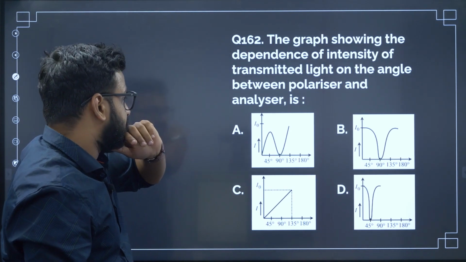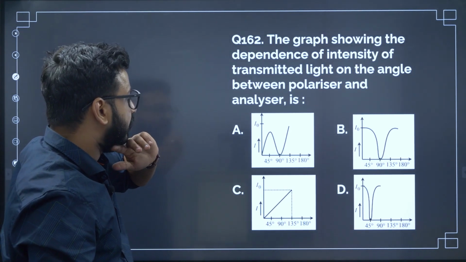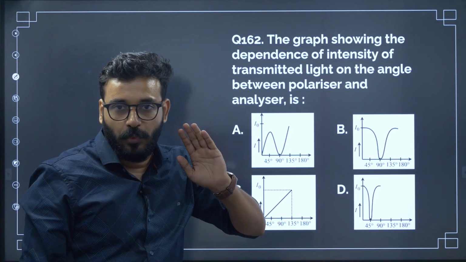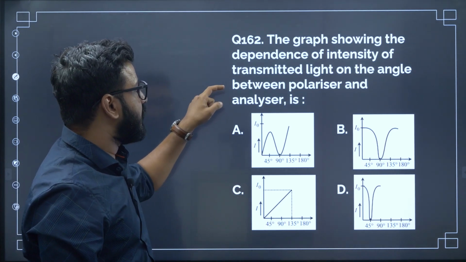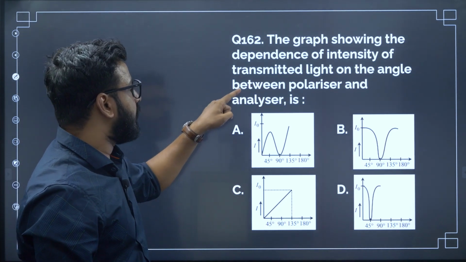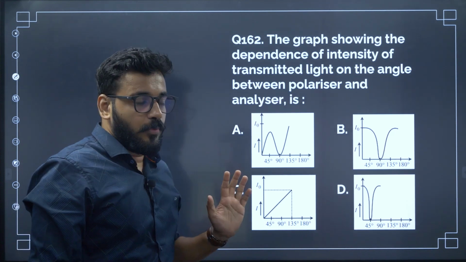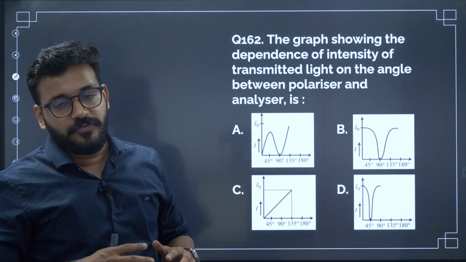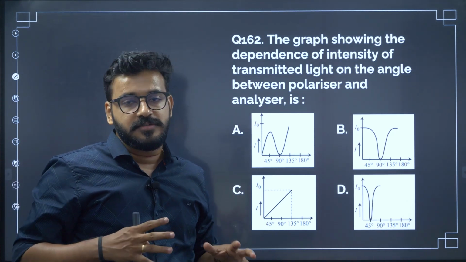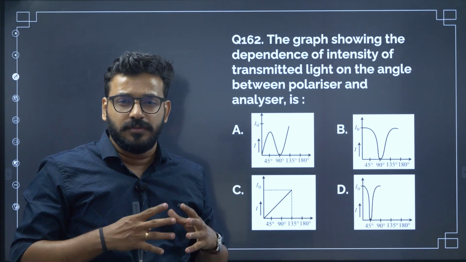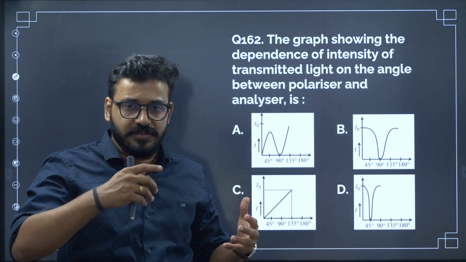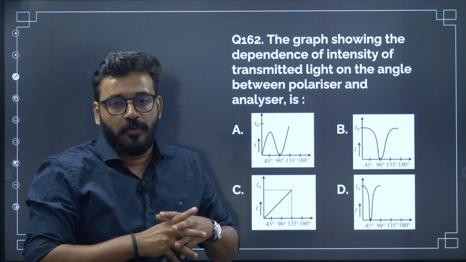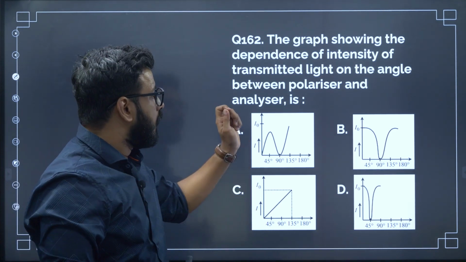Now this, yes, is kind of a difficult question. You have to understand what is happening here. The graph showing the dependence of the intensity of transmitted light on the angle between polarizer and analyzer. Polarization is actually taken off the PUC syllabus, and this time in the CET 2024, it's highly unlikely to repeat such questions, but since it is present in the mock test, let's have an understanding.